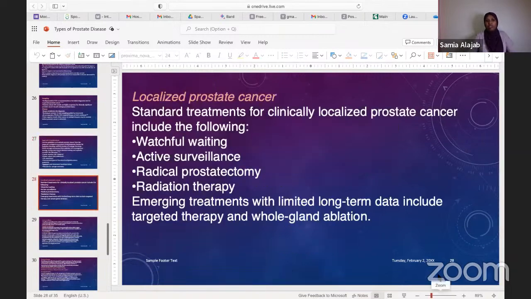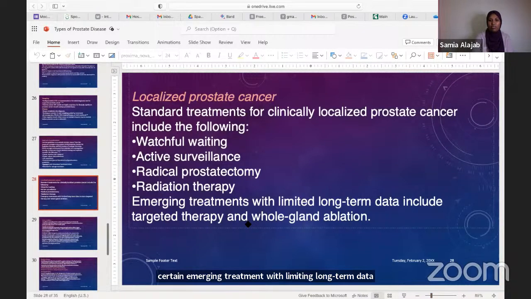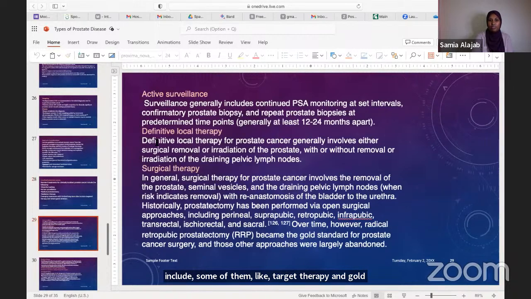So if the patient has localized prostate cancer, the standard treatment for clinically localized prostate cancer includes watchful waiting and active surveillance, radical prostatectomy, or radiation therapy. And there are certain emerging treatments with limited long-term data, including some like targeted therapy and whole gland ablation.